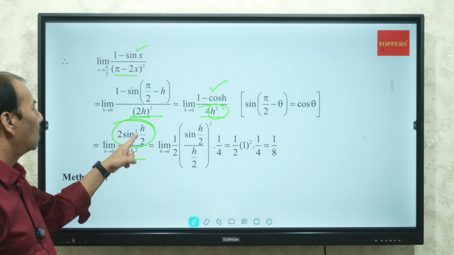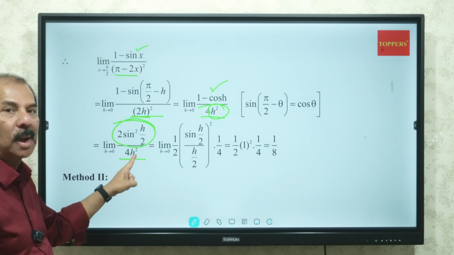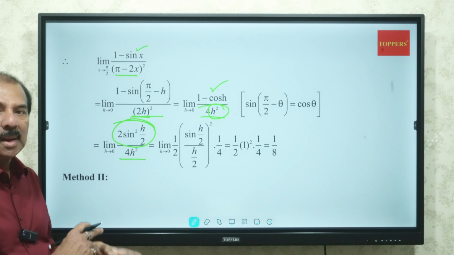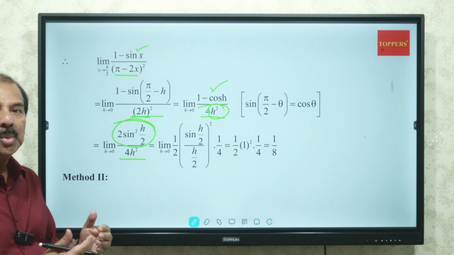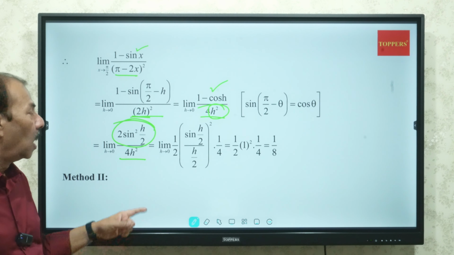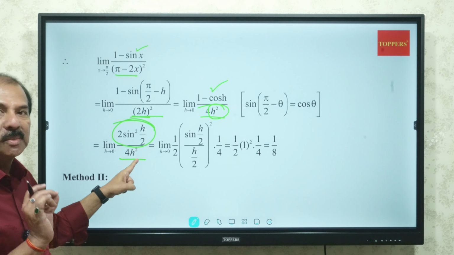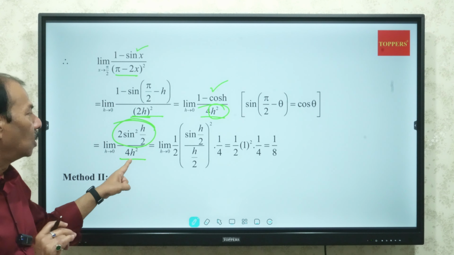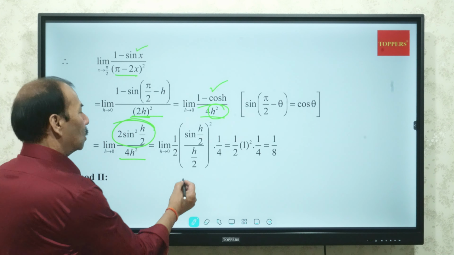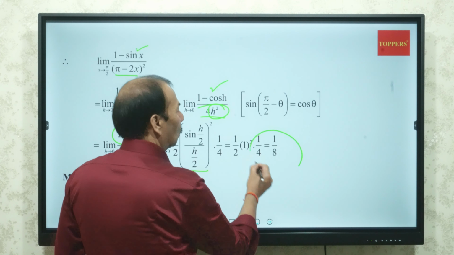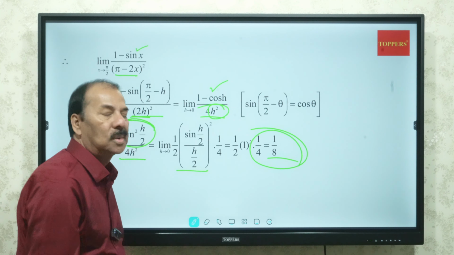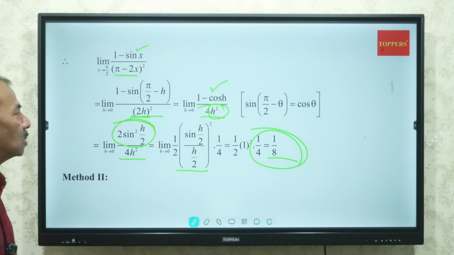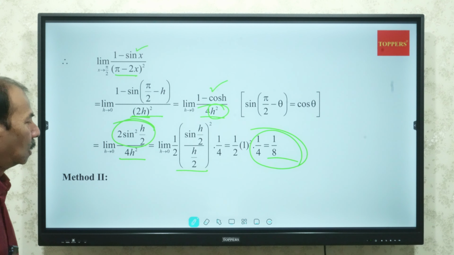Again here you require sin h by 2 upon h by 2, whole square. So when doing so, h by 2 whole square gives you h square upon 4. Again that 4 by 4 will be an extra term that is being introduced, so you have to take care of that. Arranging these terms and substituting the value, you are getting 1 by 8. So the answer of this question will be 1 by 8.